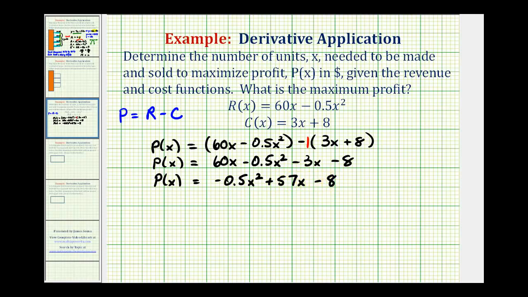Now to review, if we want to maximize the profit using calculus techniques, we want to first determine the critical numbers, which occur where the derivative of this function is either undefined or equal to 0. So now let's find the derivative.